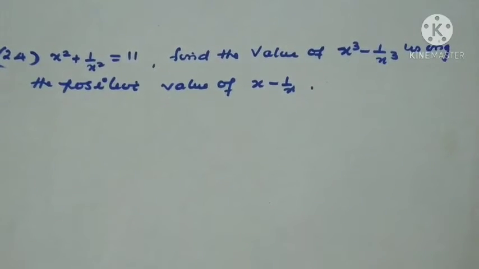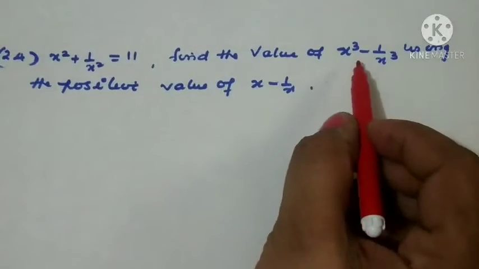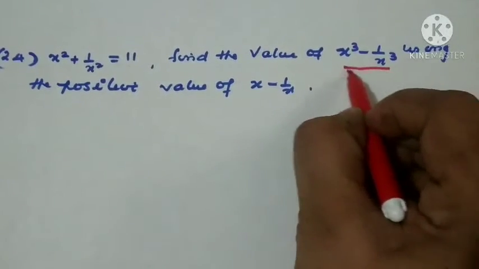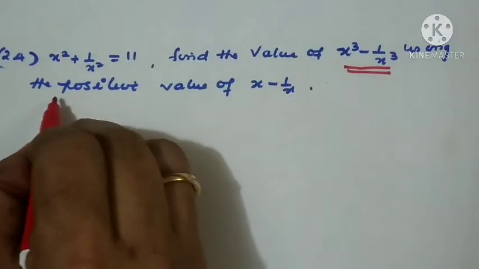Next question. X square plus 1 by x square equals 11. Find the value of x cube minus 1 by x cube using the positive value of x minus 1 by x. So x cube minus 1 by x cube is to be calculated and x square plus 1 by x square is given. So we will take down that.